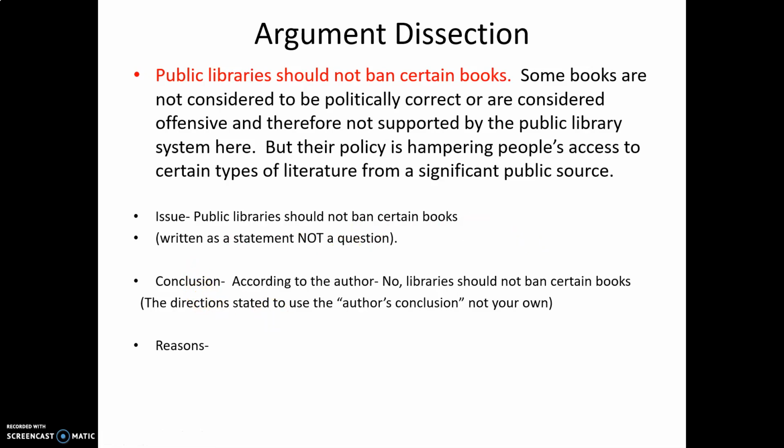I don't want you to even think about your stance on this little paragraph yet. Don't think how you feel. Right now, when you first begin dissecting an argument, you want to think in terms of the author of this piece. So we know that the author believes public libraries should not ban certain books. Now, this basically tells us our conclusion. The author, their side is no, libraries should not ban certain books.